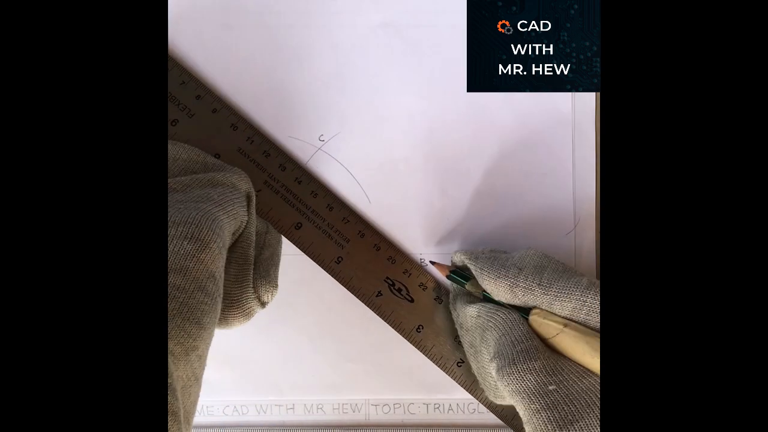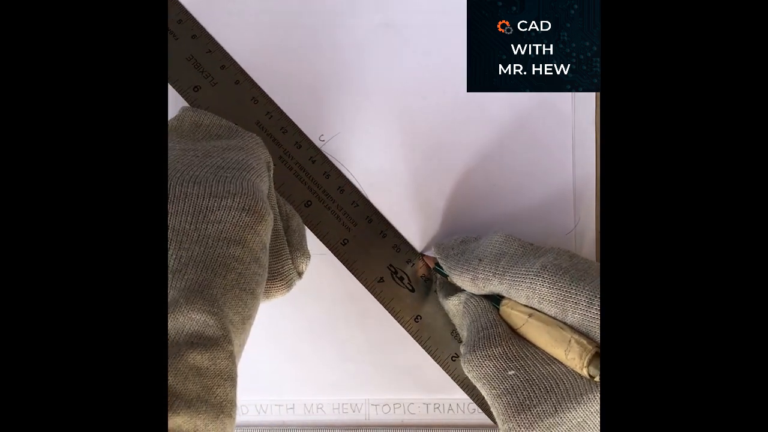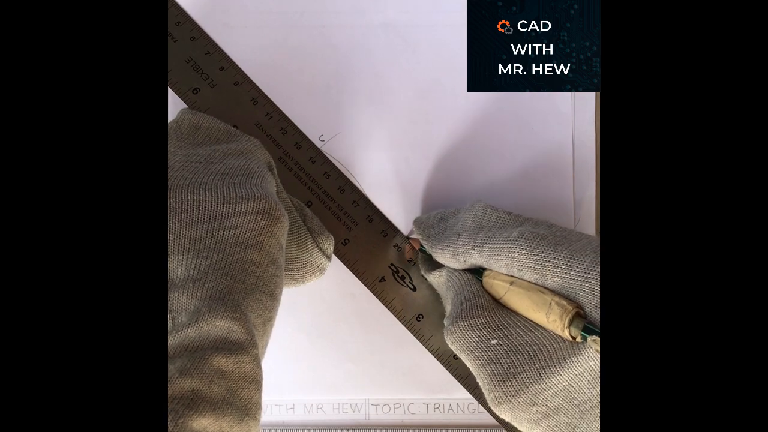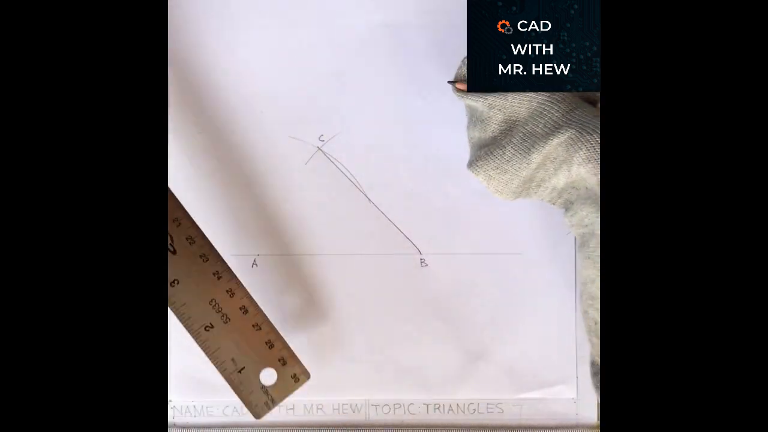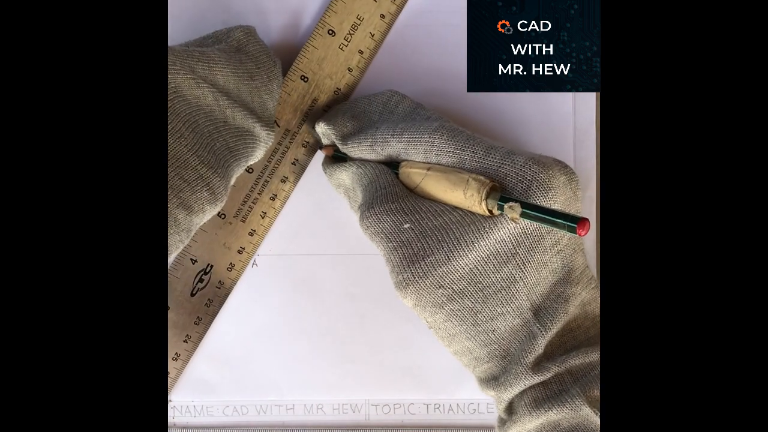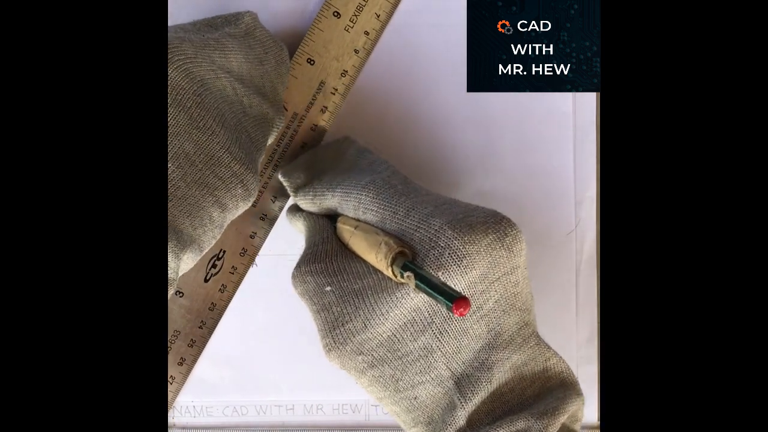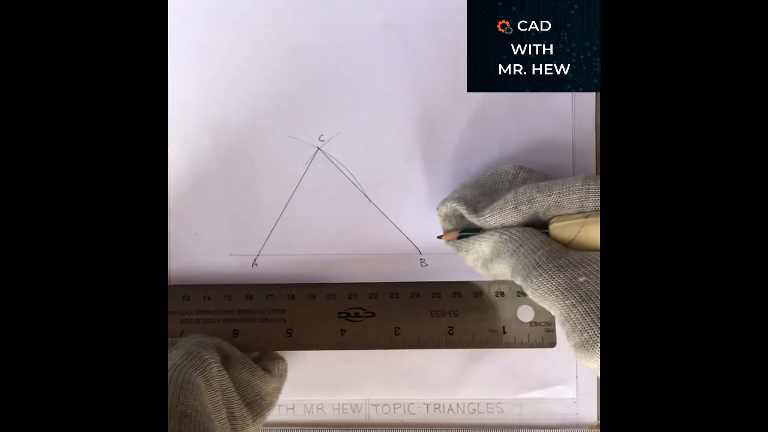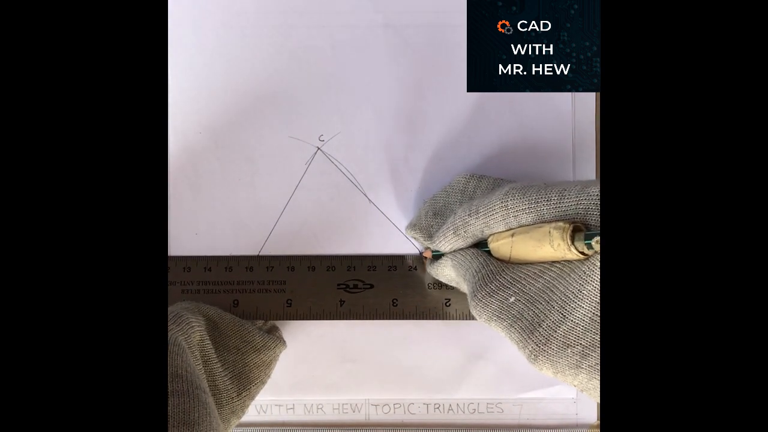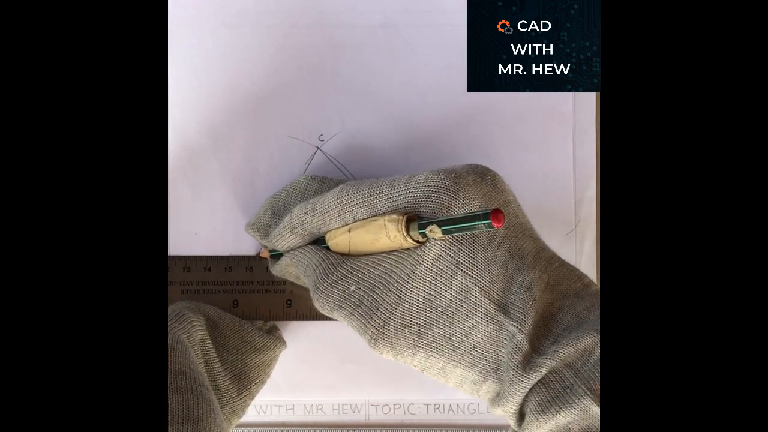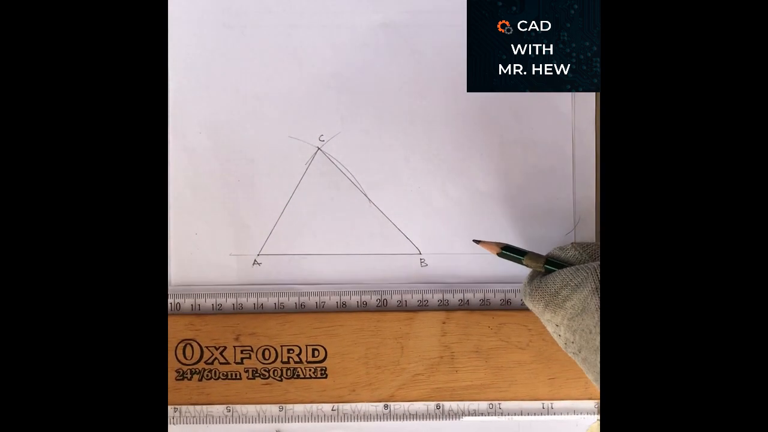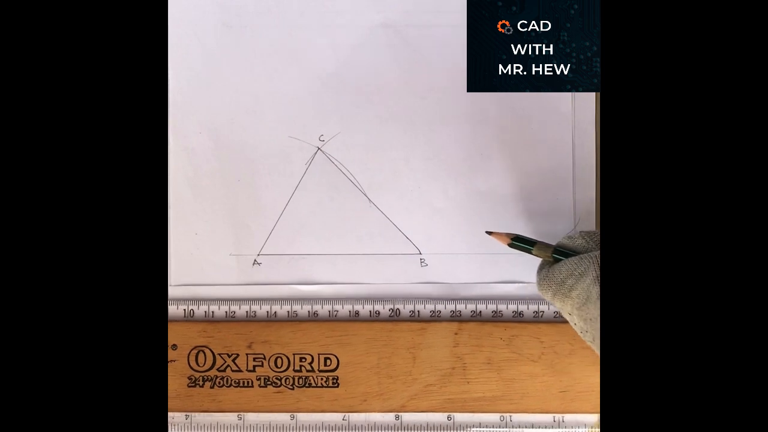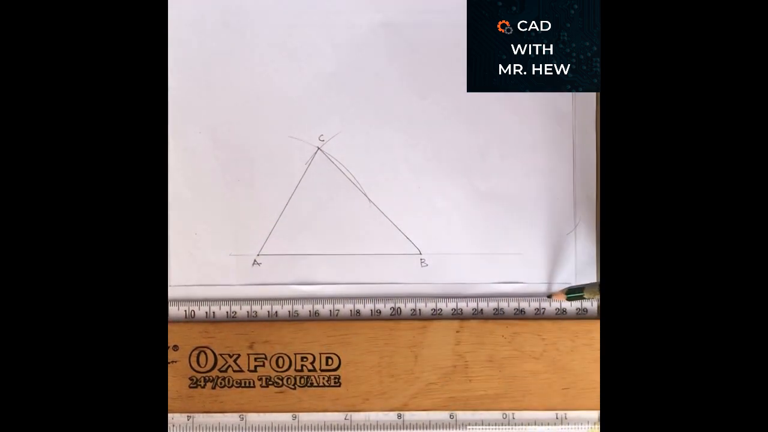Then we're going to use our ruler to join B to C as shown. Then we're going to use our ruler to join from C to A. Then we're going to darken AB, which is the base. This is a given triangle based on the measurements for AB, BC, and AC.